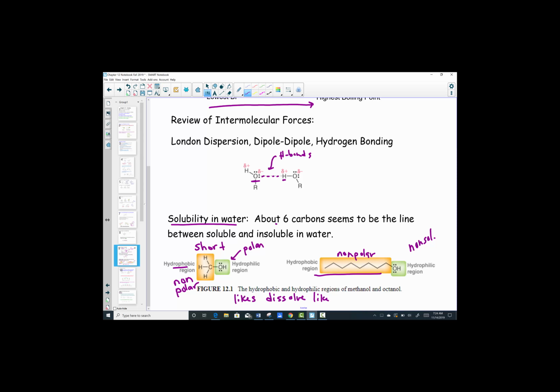And I've noticed about 6 carbons is the trend. 6 carbons gives you too much hydrophobic region, and the alcohol becomes insoluble in water. I know that you did a lab where you were using a 6 carbon chain, 1, 2, 3, 4, 5, 6, and a primary alcohol at the end. This would be 1-hexanol, and this was insoluble in water.